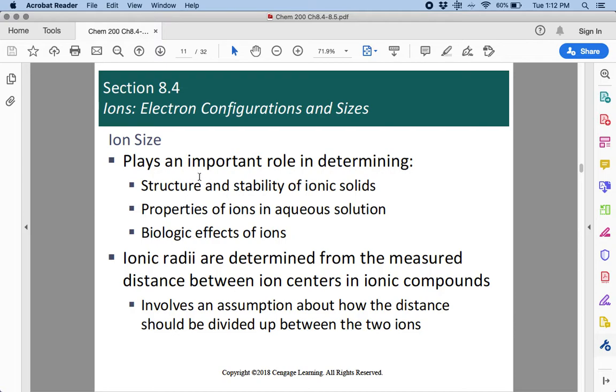It's very important because this helps us understand the stability of that ionic solid, of that crystal lattice, that solid form that the ionic compound takes on. It also helps us predict things like if it will be aqueous in solution, i.e. will it be soluble. And then we also have some biological effects with that. It helps us predict what it might do in, for example, our bodies.